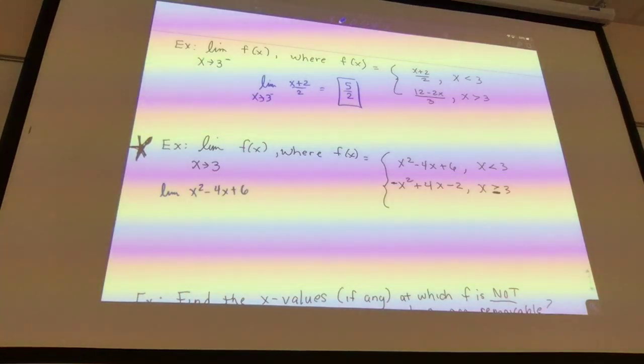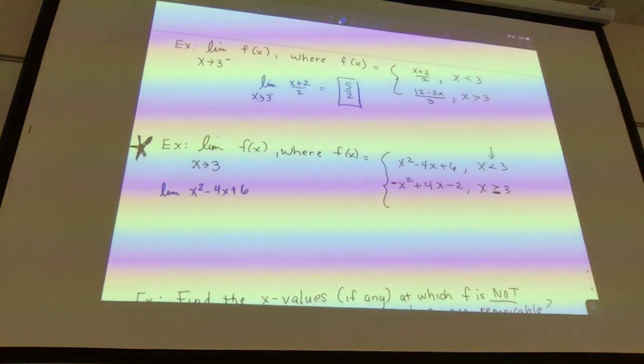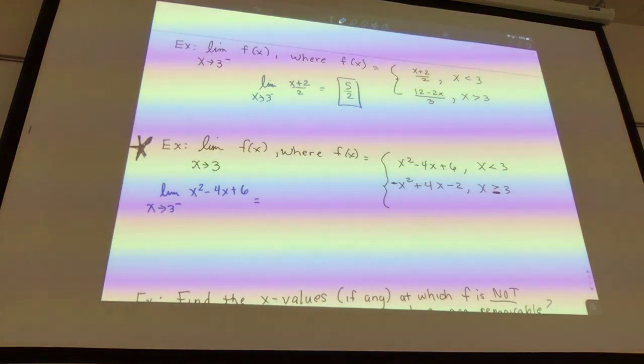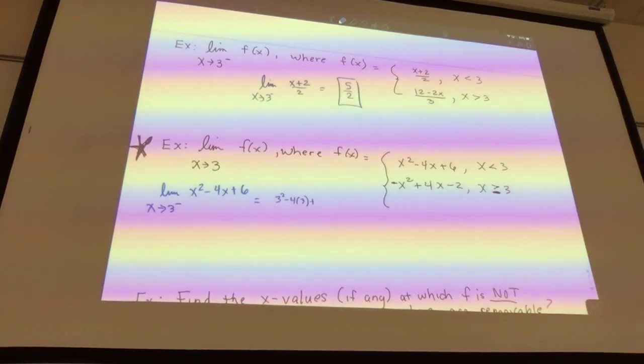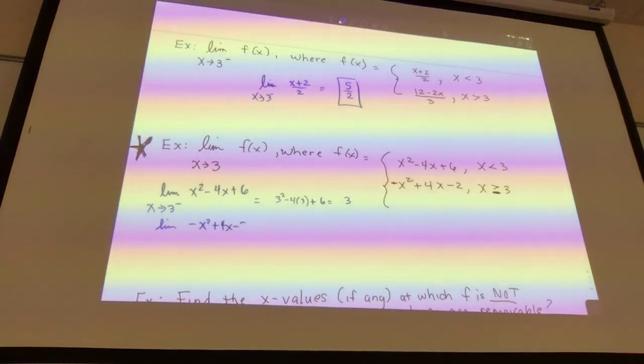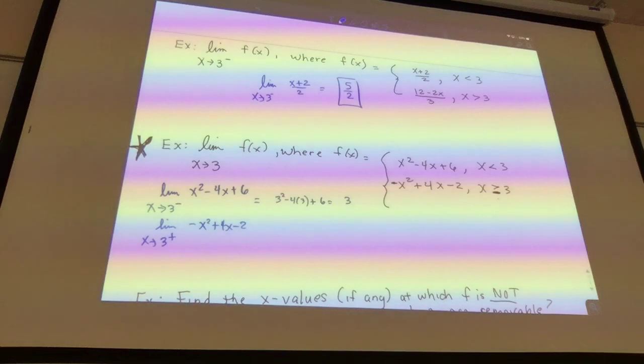The top one, x squared minus 4x plus 6, is which one, the left or the right? The left, because it's saying x is less than or equal to 3, so we're looking at the left side of it. So this one will say at 3 from the left. Then negative x squared plus 4x minus 2, I'm going to look at it from the right, because that's where x is greater than or equal to 3.